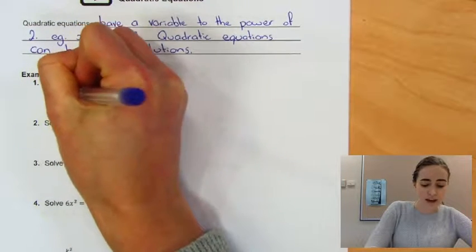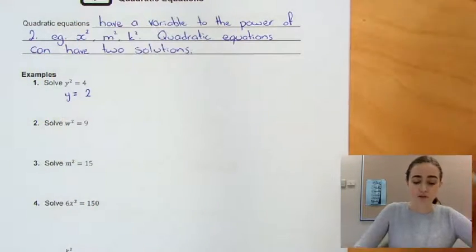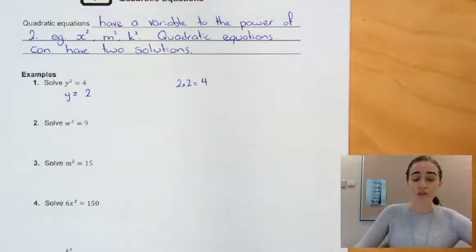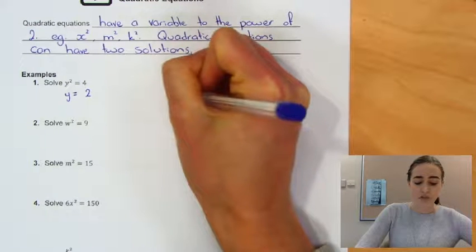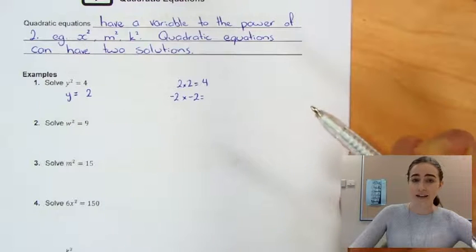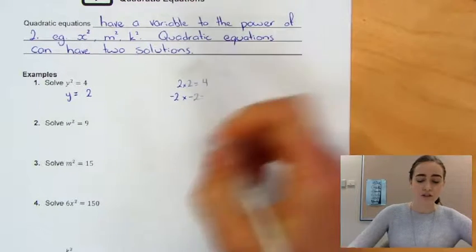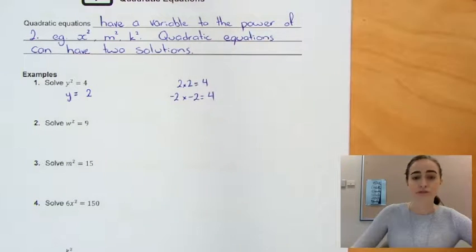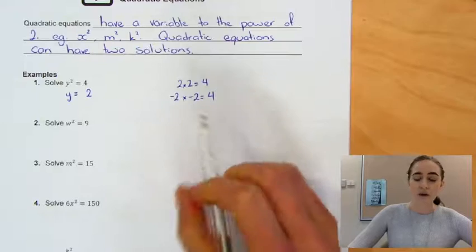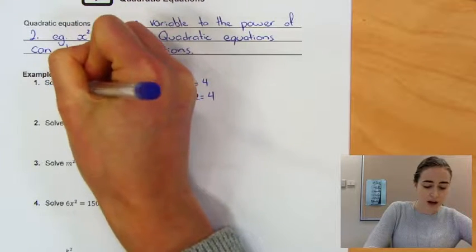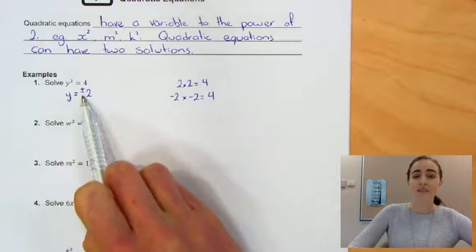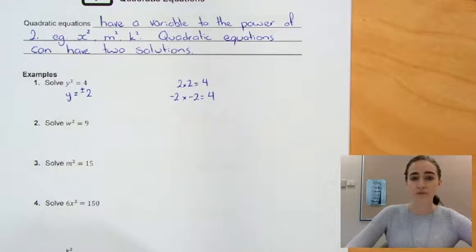We could have y equals 2 because 2 times 2 equals 4. But we could also have minus 2, because minus 2 times minus 2, when we multiply a negative by another negative, we end up with a positive solution. So minus 2 times minus 2 is equal to 4 as well. So we can either have 2 or minus 2. The way we write that is with a little plus minus symbol. It's a plus sign with a minus underneath it. That means either positive or negative 2.